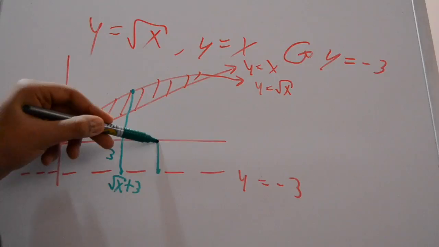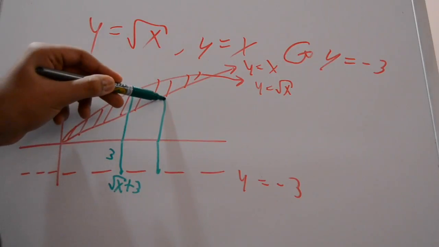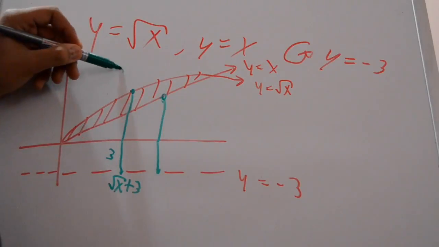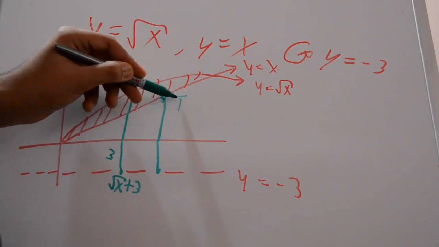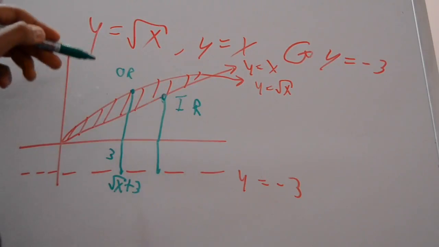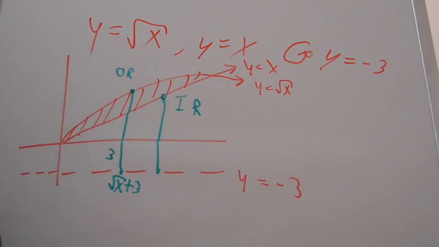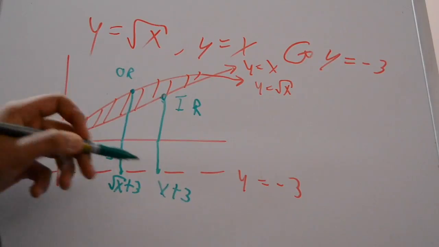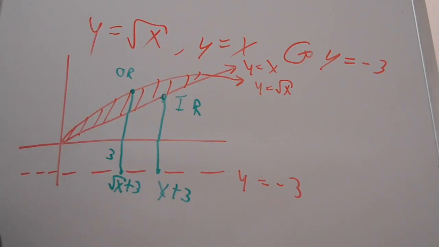We're going to go 3 units up, and then just go to y equals x. So right here. So that's our outer radius, and that's our inner radius. I abbreviated those, inner radius, outer radius. And this is going to be x plus 3. So now we have our outer and inner radiuses.